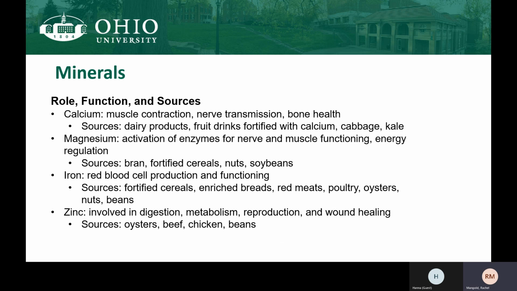So talking about minerals, there are more than these four that I have listed, but these are the main four that I wanted to talk about today. Starting off with calcium. Calcium is really important for muscle contraction, nerve transmission, as well as bone health. Some sources are going to be dairy products. A lot of times fruit drinks are fortified with calcium, so there'll be calcium added into the drinks. Cabbage and kale are also really good sources of calcium.